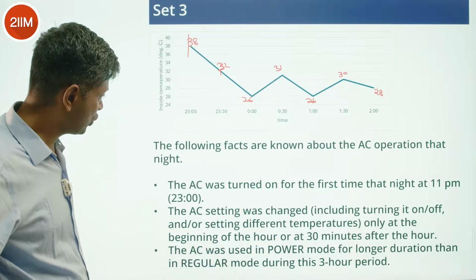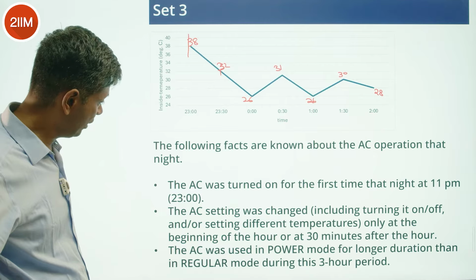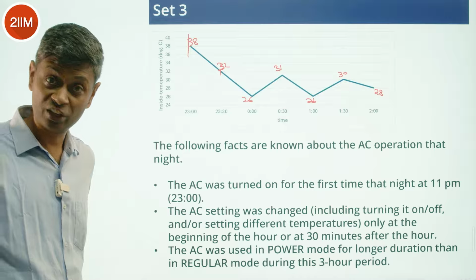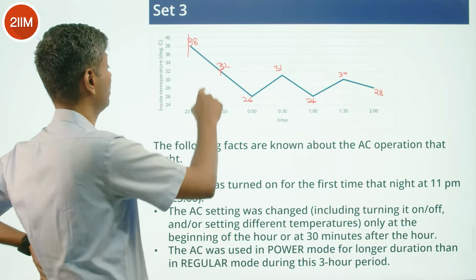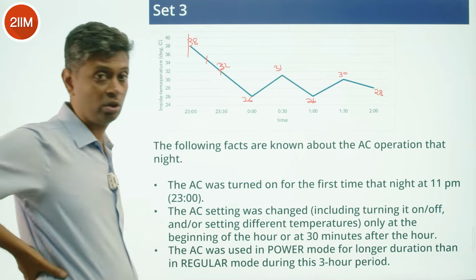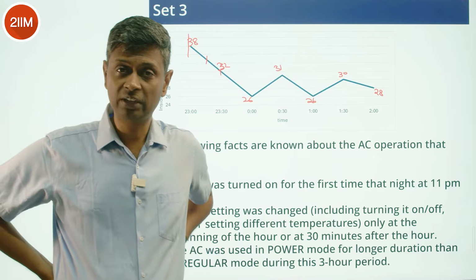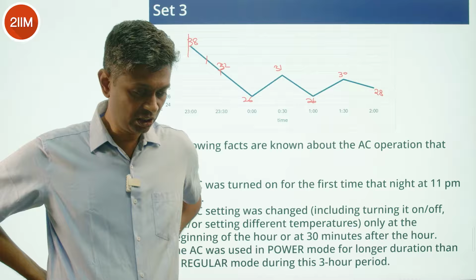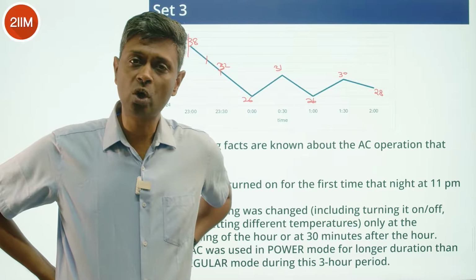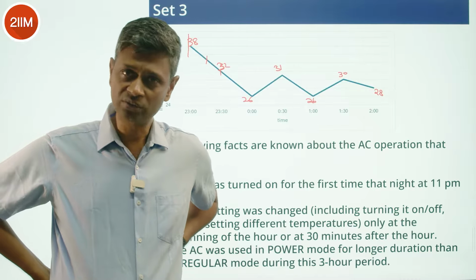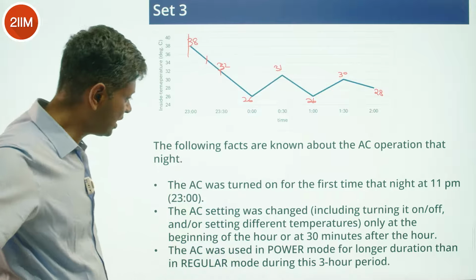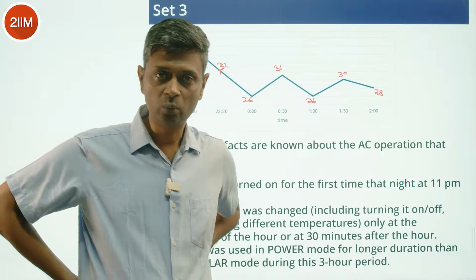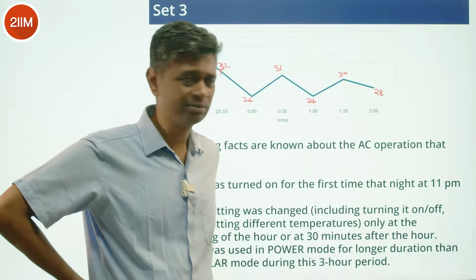The AC setting was changed, including turning it on, off, and or setting different temperatures only at the beginning of the hour or at 30 minutes after the hour. This is very interesting. So we could not have said from 11 to 11:15 we'll have power mode, 11:15 to 11:30 we'll have regular mode. We're not doing that. So we're changing the setting, either the mode or the target temperature or on off, whatever it may be, only at exact half hour points. 11, 11:30, 12, 12:30, 1, 1:30. 2 we don't care. At 2 we've stopped measuring.